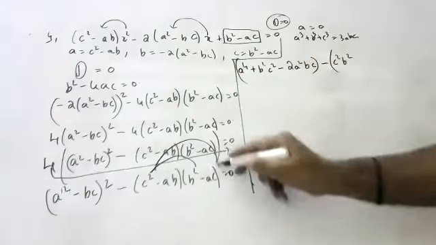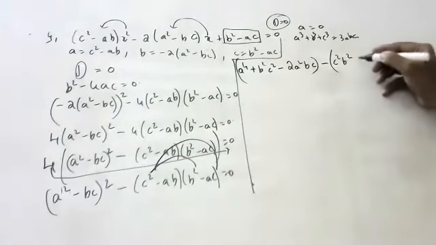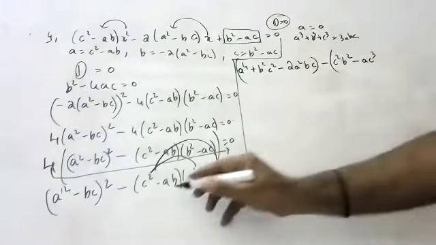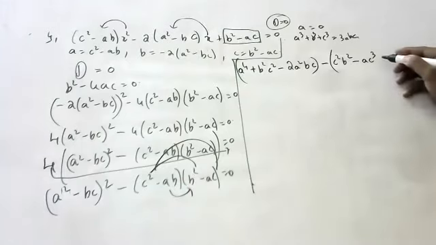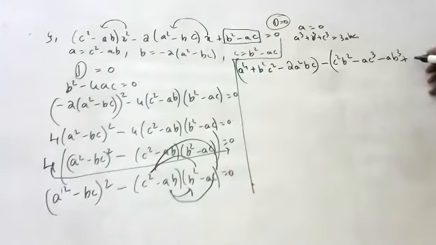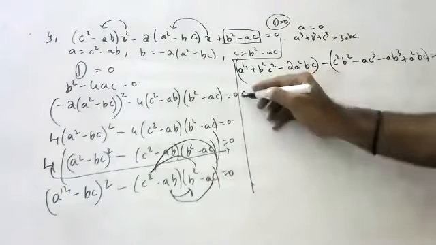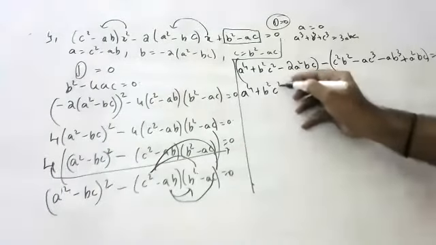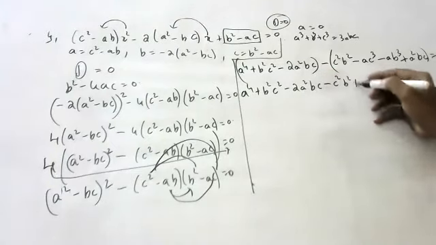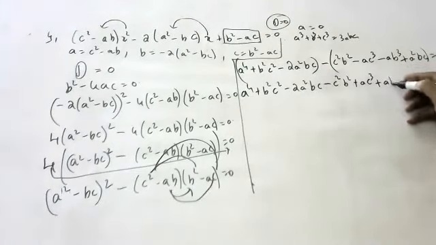Okay. This into this: c square minus ac cube, a cube. Minus ac. Yes, this into this: minus ab cube. Okay, this into this plus a square bc is equal to 0. Very good. Open the brackets. a to the power of 4 plus b square c square minus 2a square bc minus c square b square plus ac cube plus ab cube minus a square bc is equal to 0.